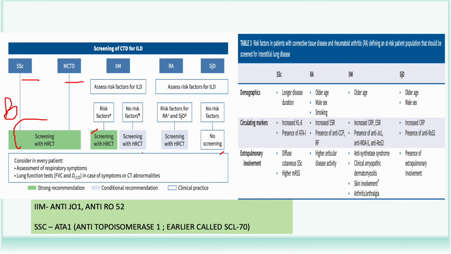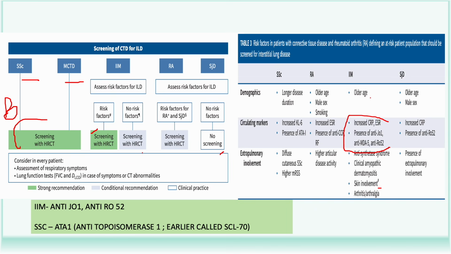So, in IIMs, something that's important is that we have to look at risk factors. And what are the risk factors that we really talked about? The presence of these antibodies, along with certain manifestations like the skin involvement. So, the circulating markers like anti-Jo1 and anti-Ro52 will prompt you to do a CT scan. If there are no risk factors, conditional recommendation still says screen with an HRCT after assessing, obviously, the other risk factors that the patient may have for ILD, which include these.